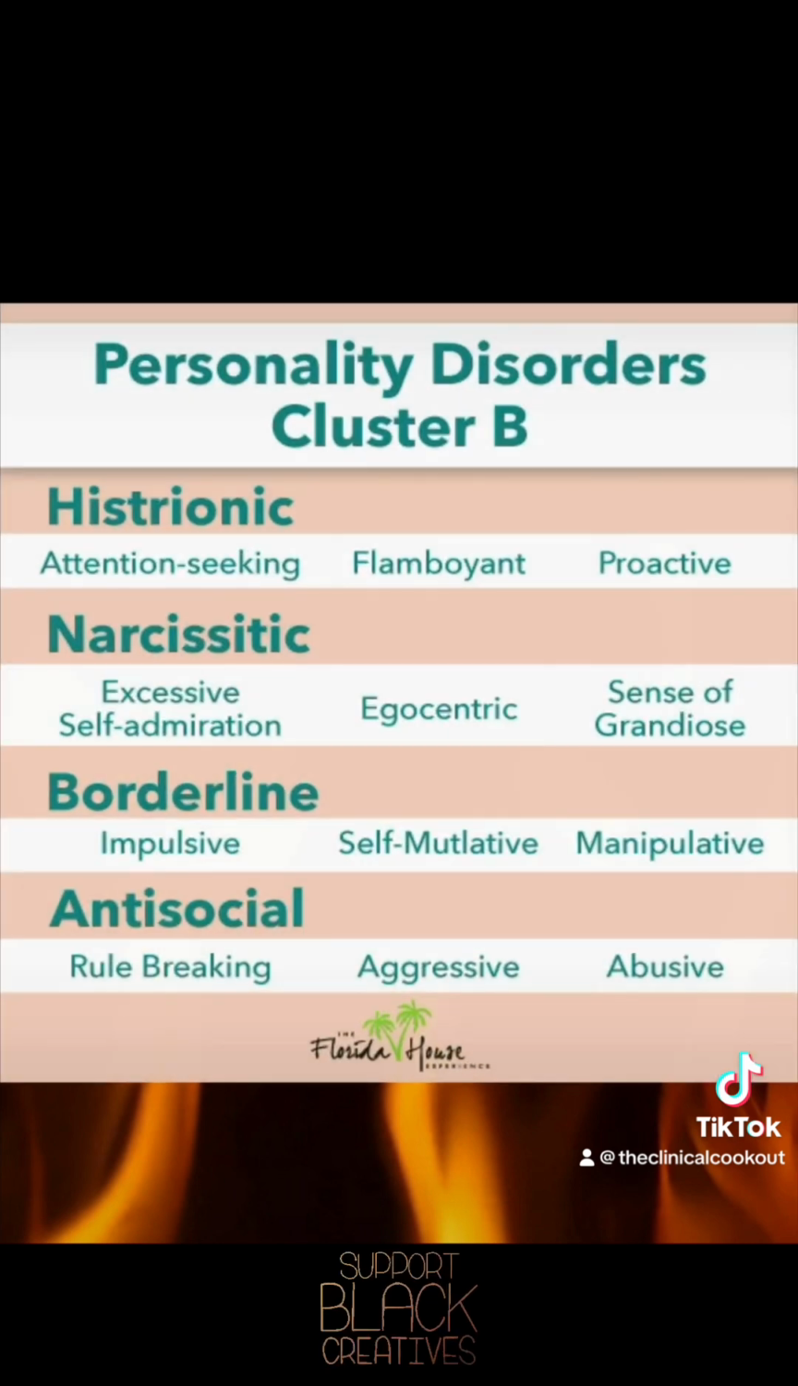Cluster B personality disorders involve unpredictable, dramatic, or intensely emotional responses to things. People with cluster B disorders struggle emotionally and may come off as erratic or dramatic. The 4 types of personality disorder that fall under cluster B are antisocial, borderline, histrionic, and narcissistic.